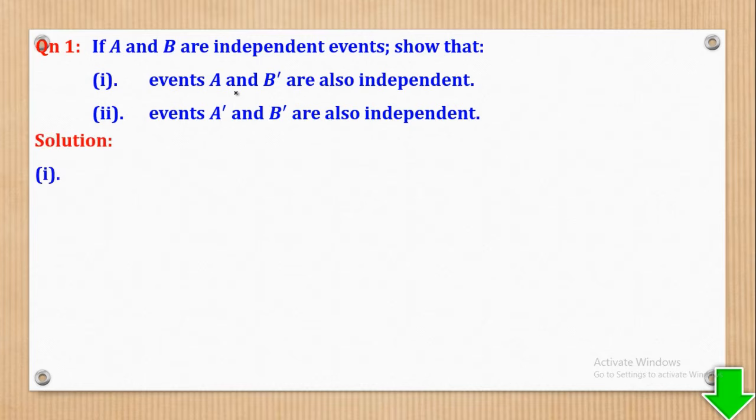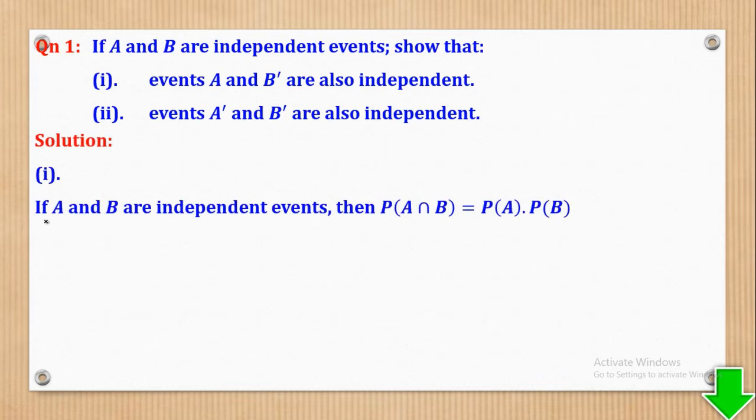So let's start with Roman 1. For Roman 1, we shall remember that if these two are independent, then their intersection is equal to the product of the individual probabilities.